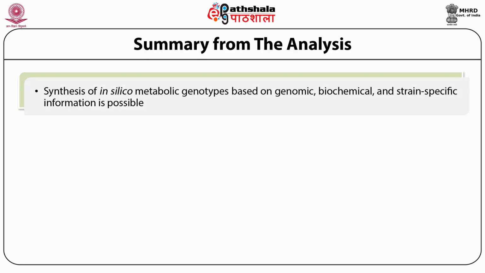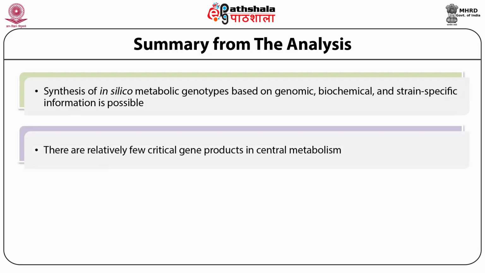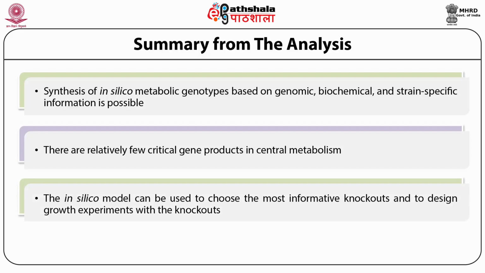Summary of this particular study: as I summarize, FBA gives you metabolic genotypes for all the biochemical reactions. You can do it strain specific, you can do it genome wide, for all the metabolic pathways. That is the good point. It is relatively fast, and it identifies critical gene products. One result we already saw: only a few genes are really responsible for central metabolism. Also, it can verify our knockouts and design the growth experiment with respect to these knockouts.